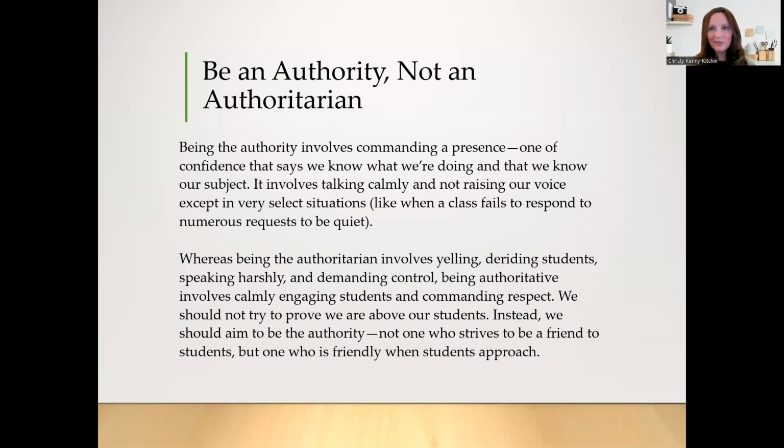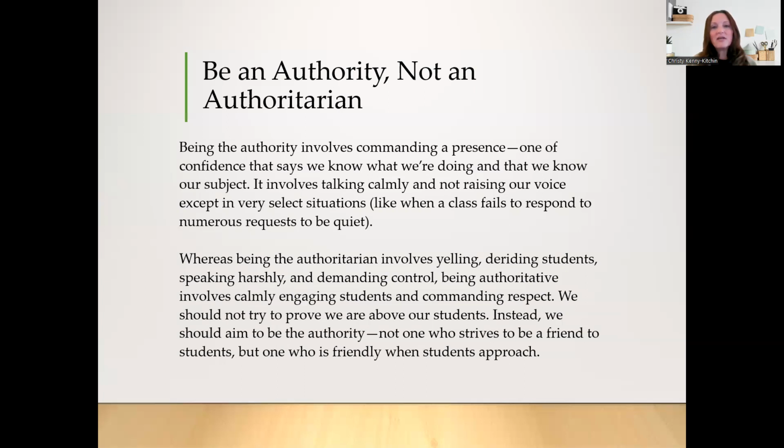We might, of course, change it because it would look really different. But it's important to put thought into this. So be an authority, not an authoritarian. Being the authority involves commanding a presence, one of confidence that says we know what we're doing and we know our subject. It involves talking calmly and not raising our voice except in very select situations, like when a class fails to respond to numerous requests to be quiet, for instance.